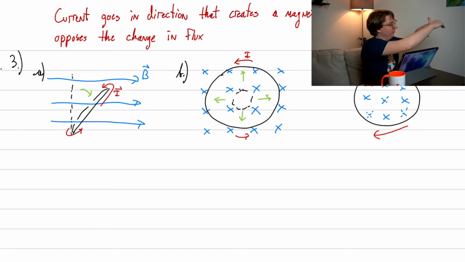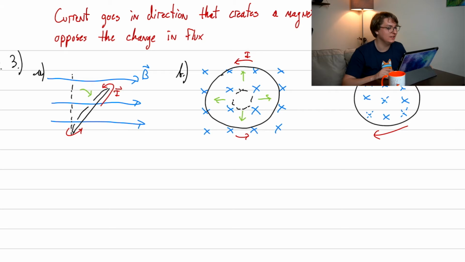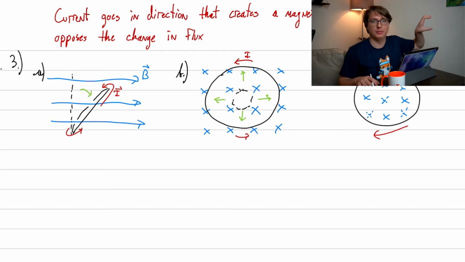So I wrap my hands around, and if it's going counterclockwise, the magnetic field will be pointing out. It's weird because I think the picture is very misleading. There's a 3D effect going on that I don't think is so super obvious, but maybe I'll put it up to the camera to make it more obvious.